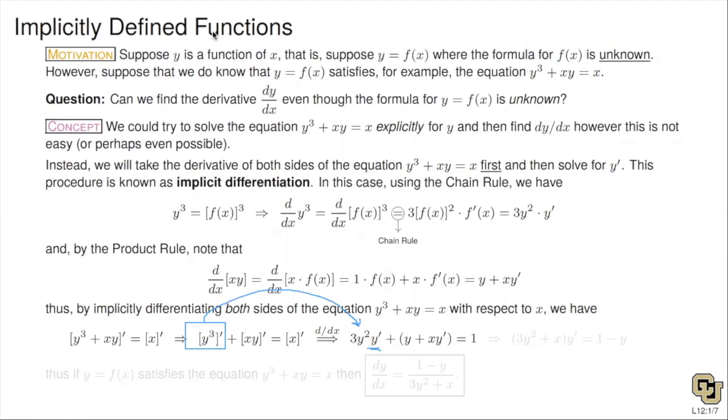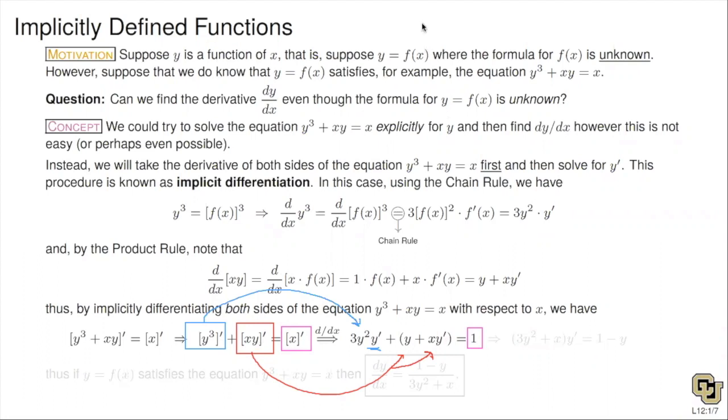And then for xy, here we're using a product rule. The derivative of the first times the second, and plus the first times the derivative of the second. So there's the product rule. And here, when we're doing x times the derivative of y, it's just y prime. And then on the other side, we get one easy derivative here. The derivative of just x with respect to x is just 1, right? So the derivative of x is just 1.